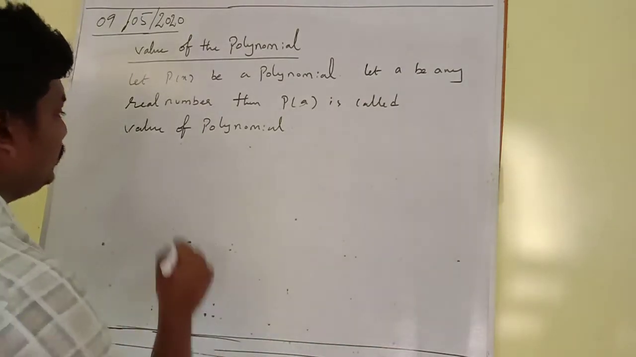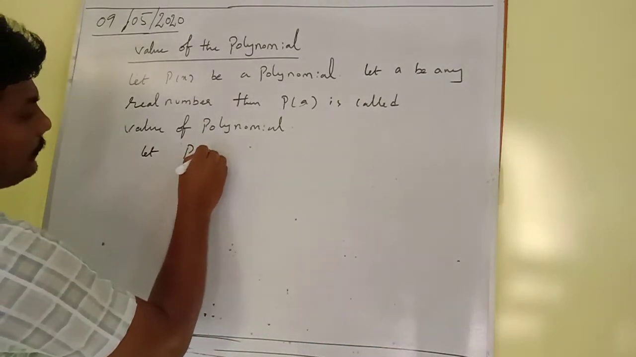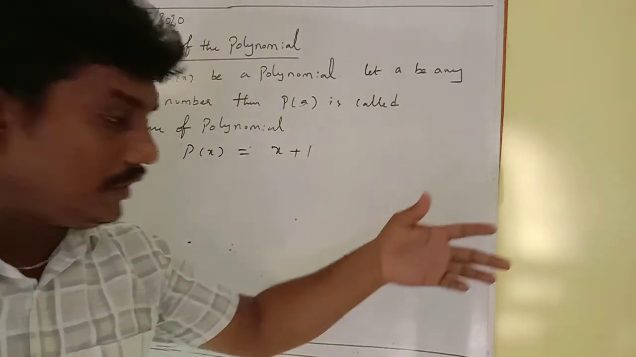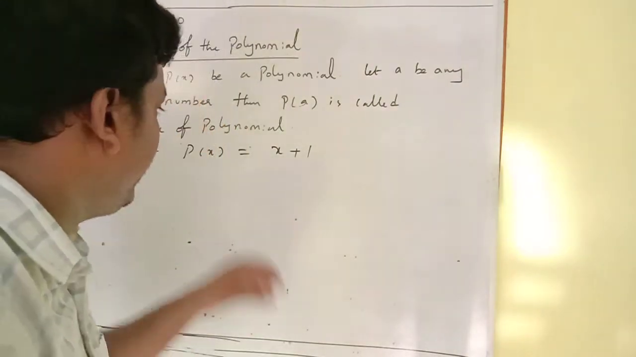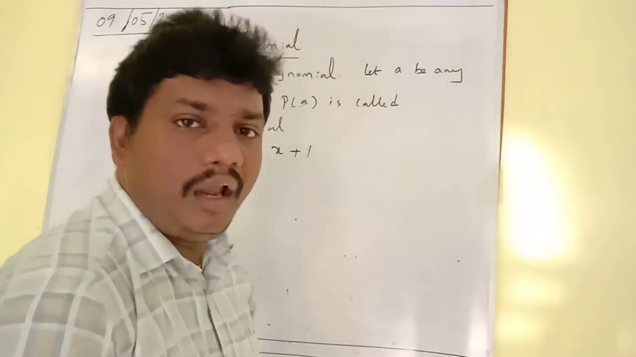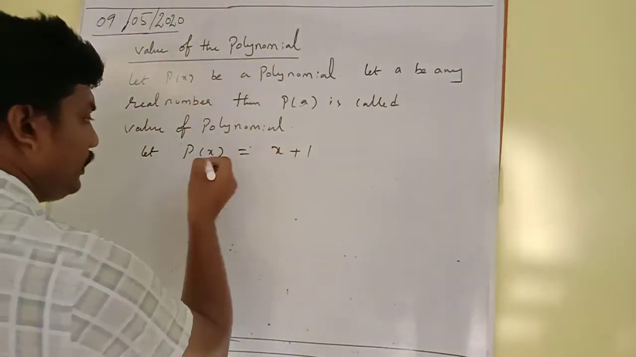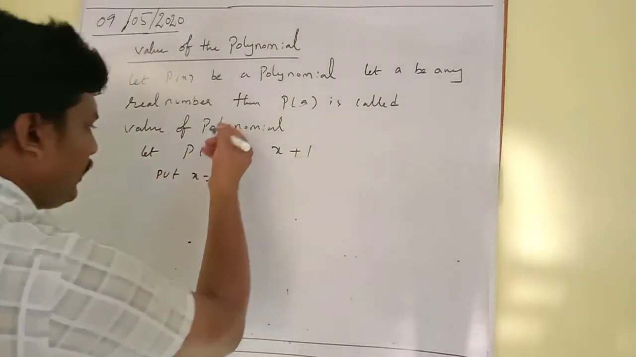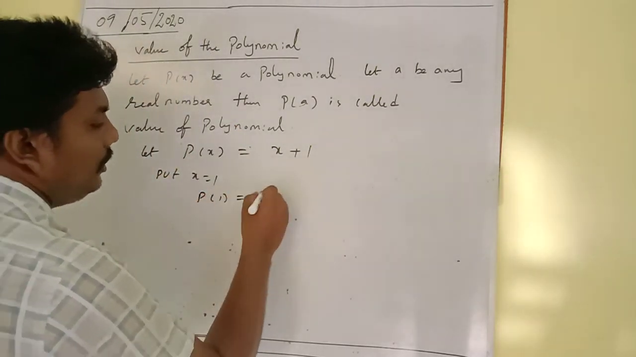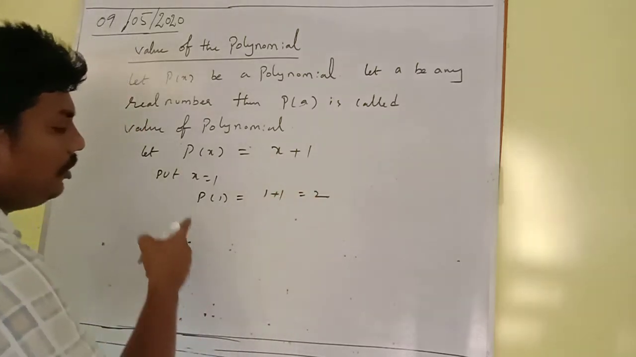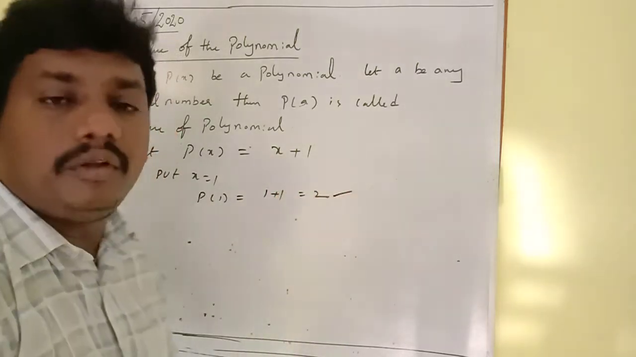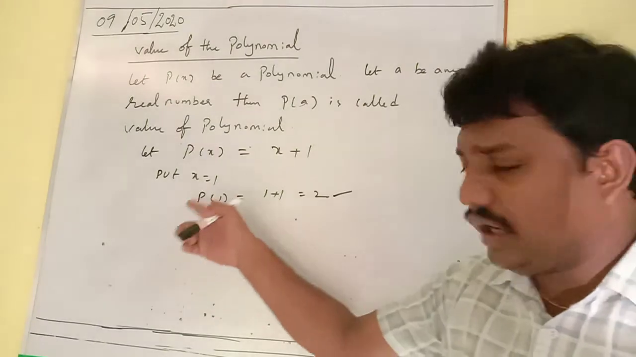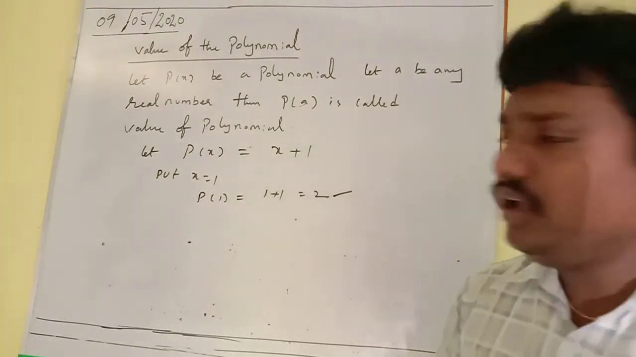For better understanding, I have taken P of x is equal to x plus 1 as a polynomial. If you put x is equal to 1, then P of 1 is equal to 1 plus 1, that is 2. Now P of 1 is equal to 2. So 2 is called the value of the polynomial. If you substitute 1, then we get the answer 2. That is called the value of the polynomial.